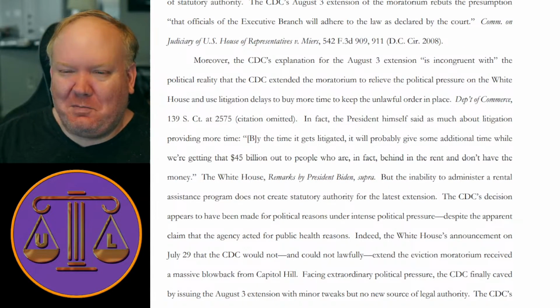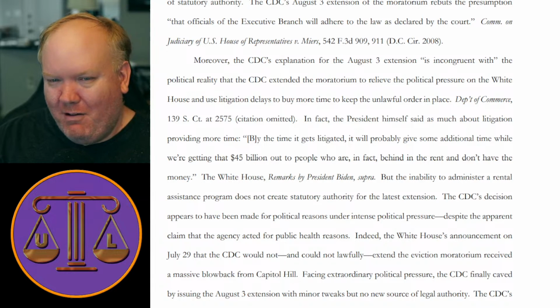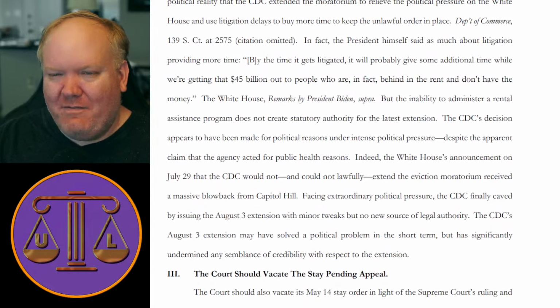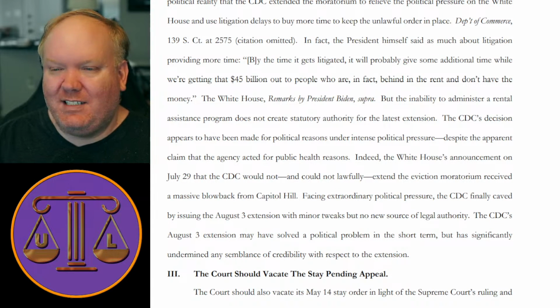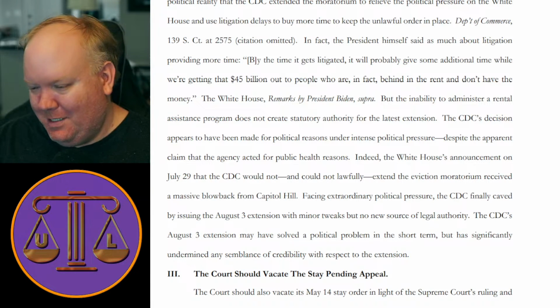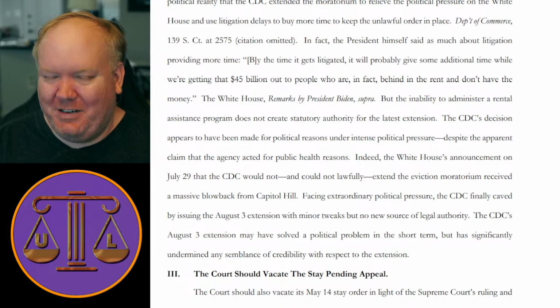Moreover, the CDC's explanation for the extension is incongruent with political reality, that they extended it to receive political pressure and used litigation delays to buy more time. This judge is having none of it. In fact, the president himself stated as much by saying, by the time it gets litigated, it probably gives us some time where we're getting that $45 billion out to people. If this judge had anything to say about it, the litigation period's over now. It was a short litigation period. It's over now.